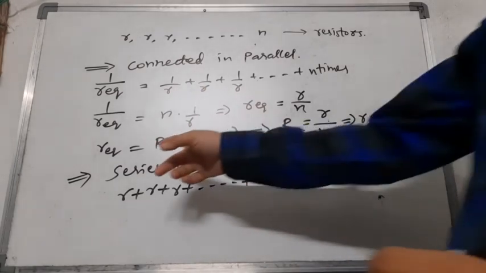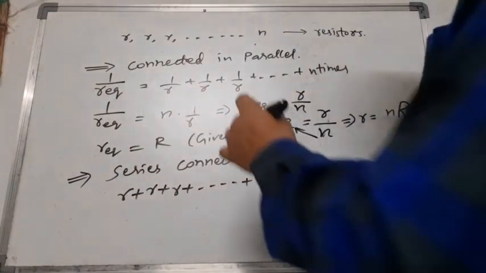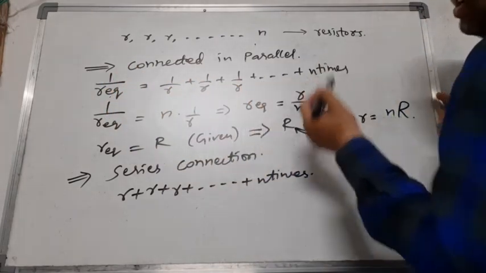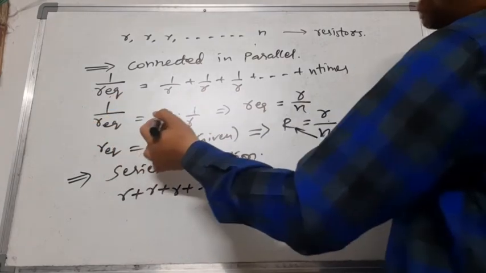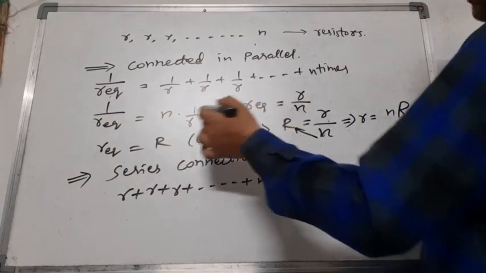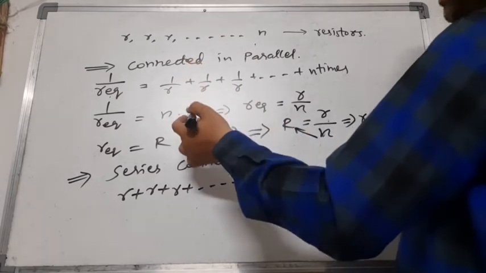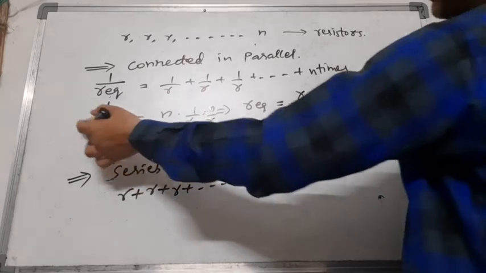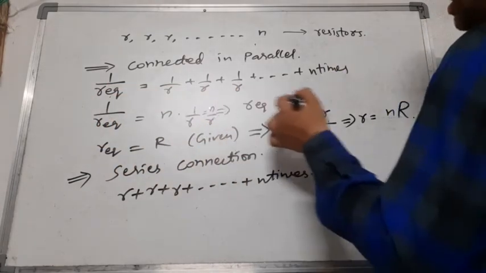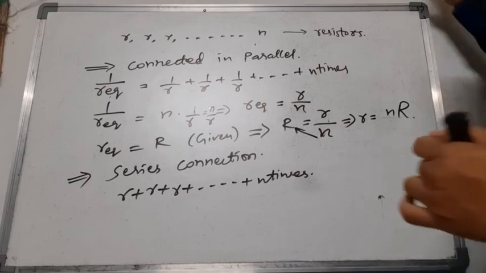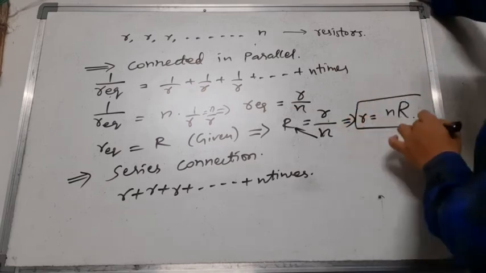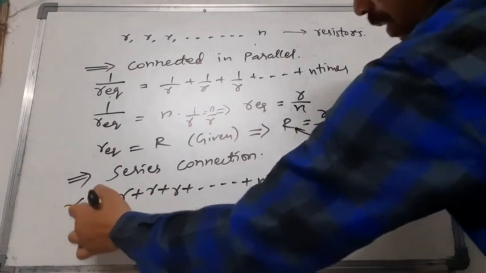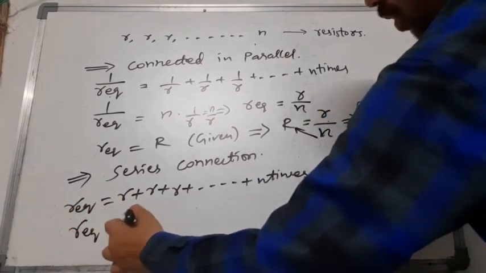Here, 1 by R equivalent is equal to 1 by R plus 1 by R plus so on, N times. Again, 1 by R equivalent is equal to N into 1 by R. I want R equivalent, so it will get reciprocated. Taking this R to the numerator, it becomes R by N. So you got small r is equal to N into capital R. Here you multiply, this is R equivalent directly. So R equivalent is equal to N into R.